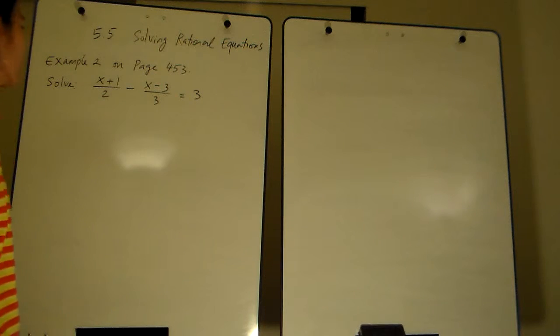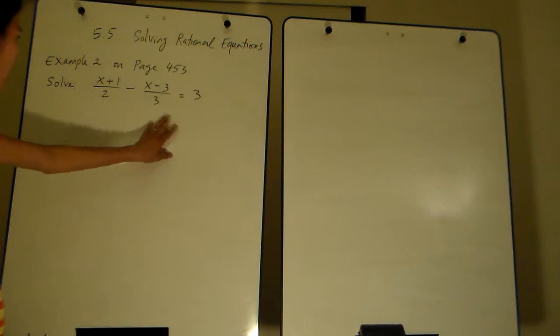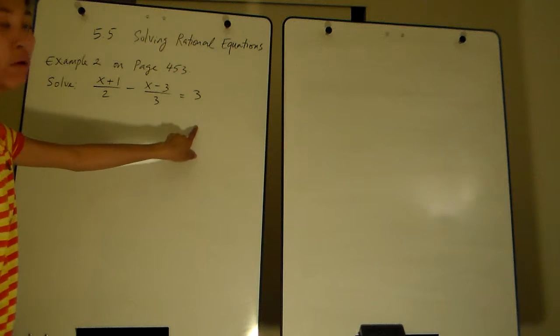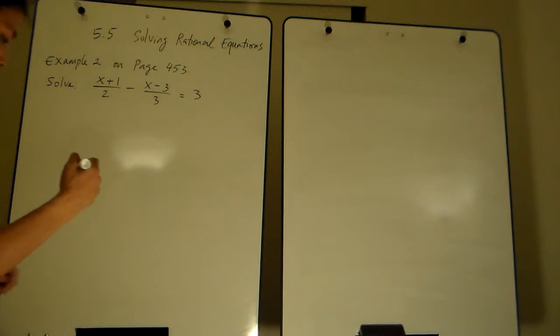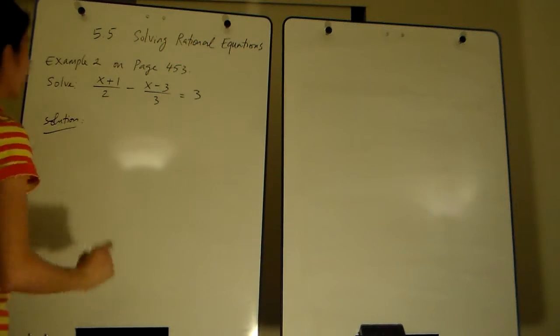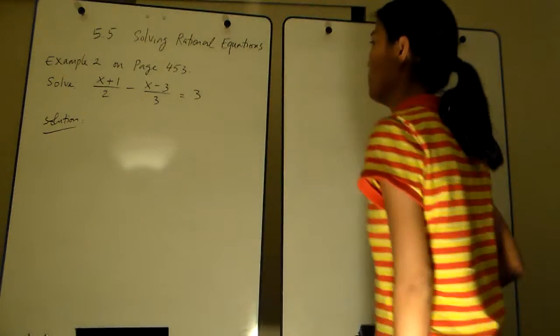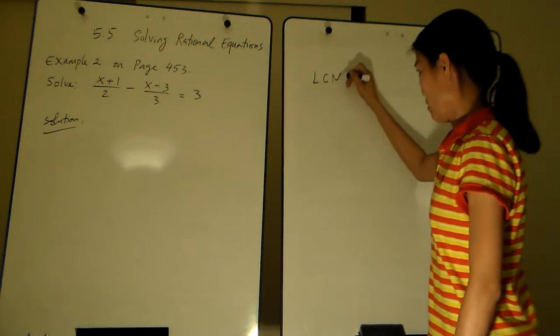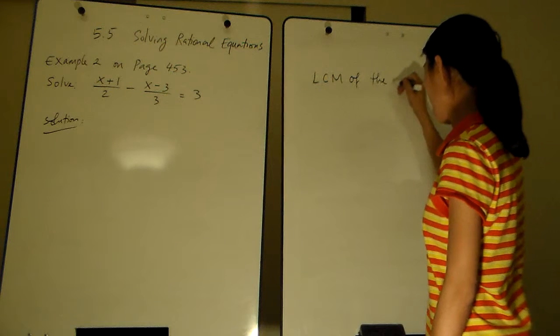Example 2 on page 453, solve this equation. Alright, now this is a rational equation. You see there's a denominator here. Even though you don't see it, this means 3 over 1. The denominator is 1. To solve a rational equation, you find the LCM of the denominators.